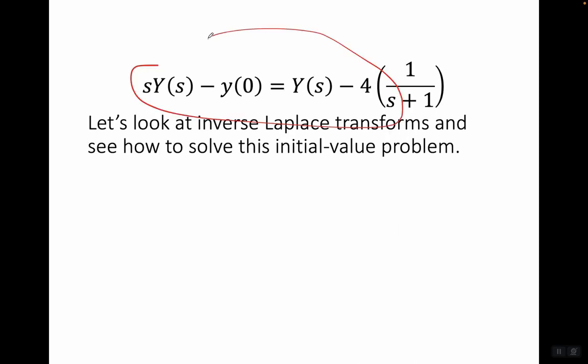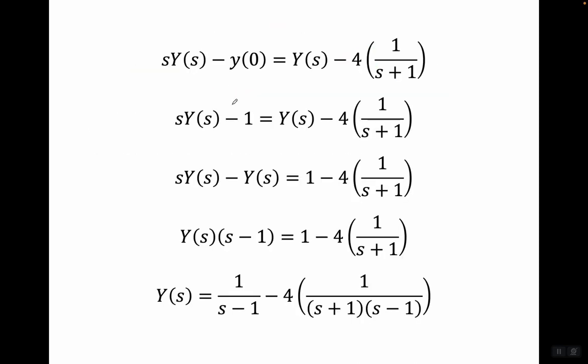So again, here's the problem we've got. We're going to get Y(s) all by itself. First, let's replace y(0) with 1, because we were told the initial value y(0) is 1. So we have sY(s) minus 1 equals Y(s) minus 4 times 1 over s plus 1. Let's get the Y(s) terms on the same side. We'll move this Y(s) over here, and we'll move the 1 to the other side. And we end up with this.